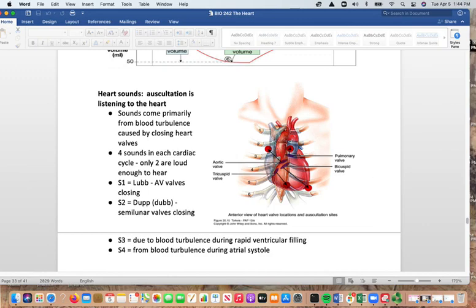So we have the areas of auscultation here on the chest. So this is the patient's right side here, between the second and third rib, then over to the left side between the second and third rib, down at the level of the 5th rib, and then we move to the midclavicular line between the 5th and 6th rib there.